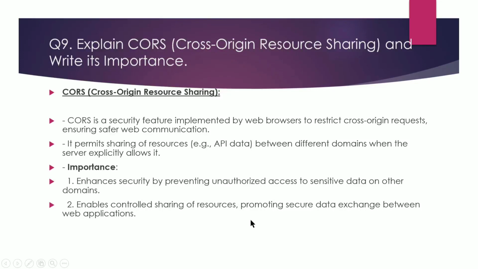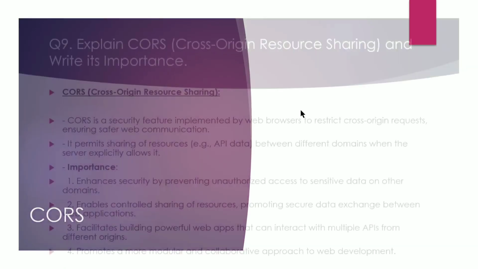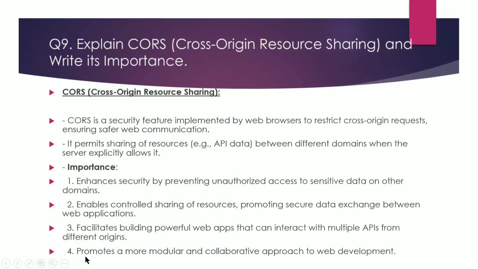So this is a similar thing that it is stating. The third point is it facilitates building powerful web applications that can interact with multiple APIs from different origins. So you can use multiple APIs for your server. By the use of CORS, you can manage their access also, like who can access what kind of things. So you can use CORS to maintain the cross origin resource sharing. Fourth point is it promotes a more modular and collaborative approach to web development. It is just a theoretical point, you can ignore it.